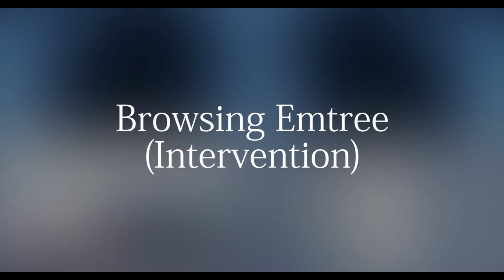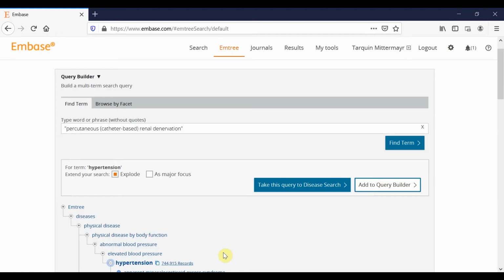Browsing Embase to identify index terms for the intervention search. For the second concept, in example intervention, the above steps should be repeated, starting with browsing Embase to find Embase terms and synonyms for percutaneous, catheter-based renal denervation.